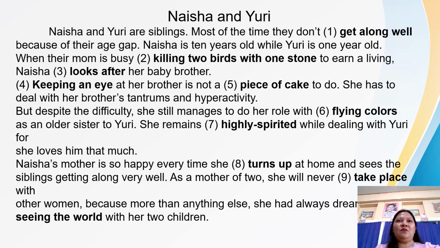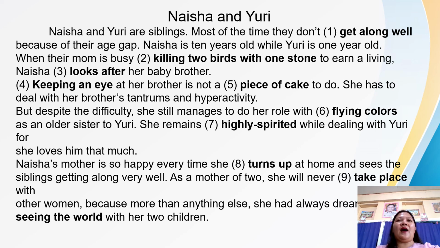Naisha and Yuri are siblings. Most of the time, they don't get along well because of their age gap. Naisha is 10 years old while Yuri is 1 year old. When their mom is busy killing two birds with one stone to earn a living, Naisha looks after her baby brother. Keeping an eye at her brother is not a piece of cake to do. She has to deal with her brother's tantrums and hyperactivity. But despite the difficulty, she still manages to do her role with flying colors as an older sister to Yuri.